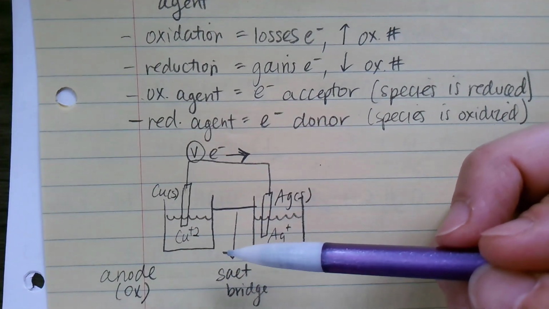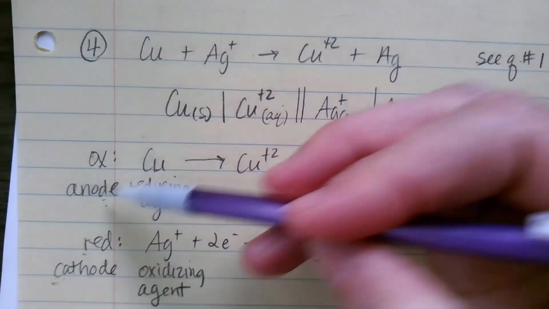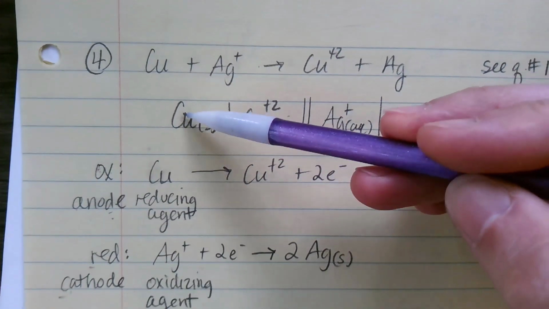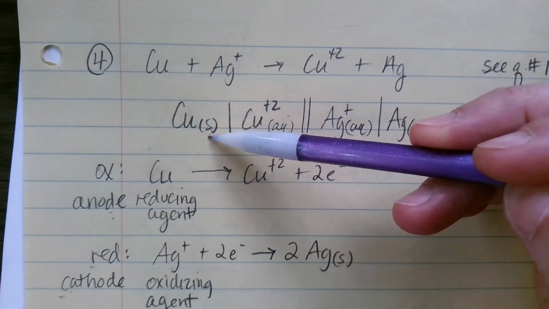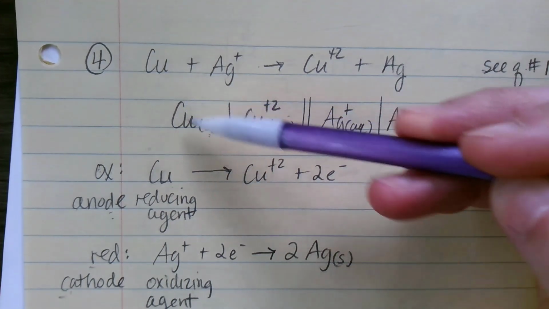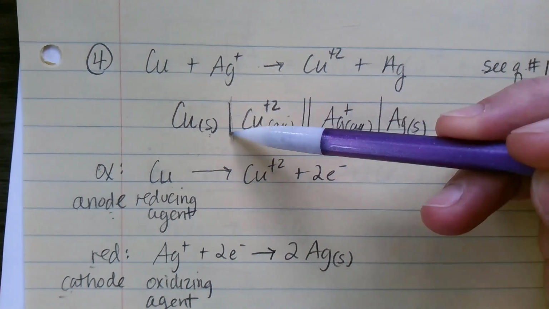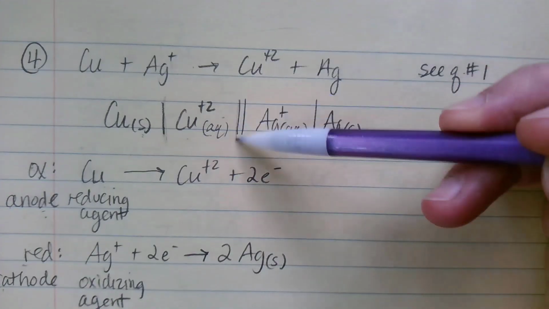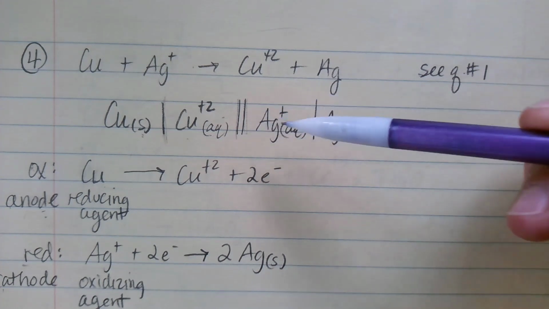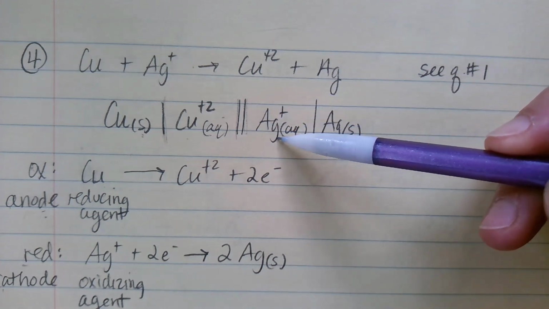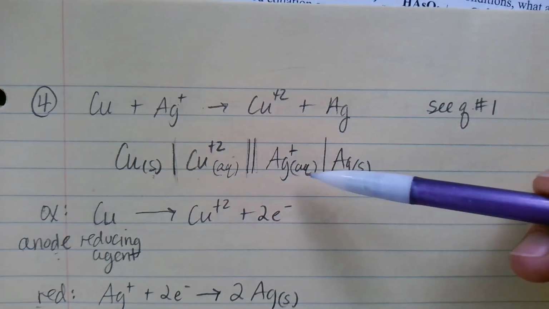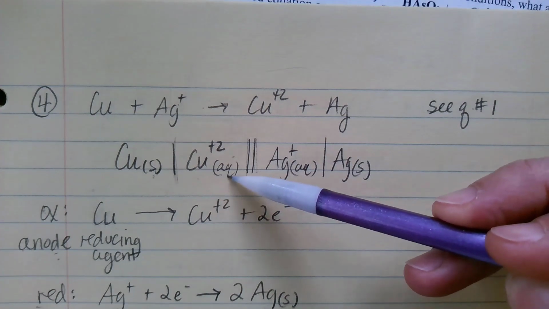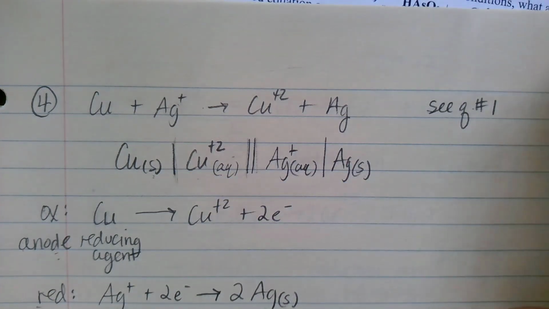So, like I said, we start with our anode. Our anode's on the left. And so we show our oxidizing going from copper solid to copper +2. And we show that with a single line in between. And then we show our salt bridge, our double line. And then we show the reduction. So we went from a plus to a neutral. Make sure you show the solid, liquid, gas in parentheses.